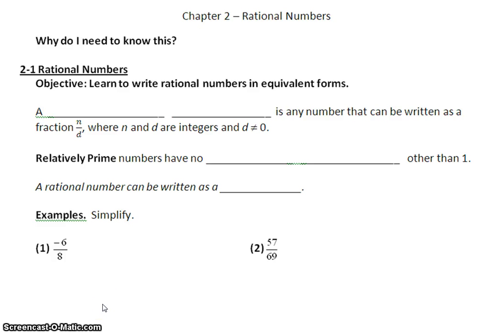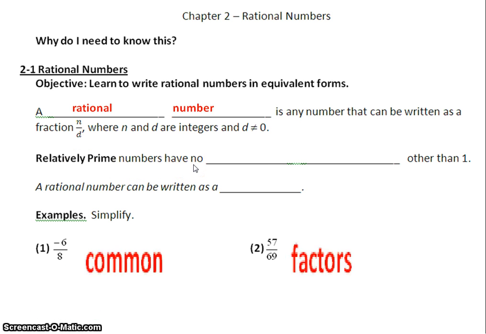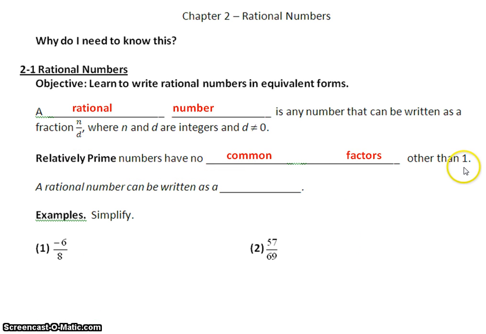Chapter 2, Section 1, Rational Numbers. The objective of this lesson is to learn to write rational numbers in equivalent forms. A rational number is any number that can be written as a fraction, such as n over d, or numerator over denominator, where n and d are integers, but d is not equal to 0. Relatively prime numbers have no common factors other than 1.